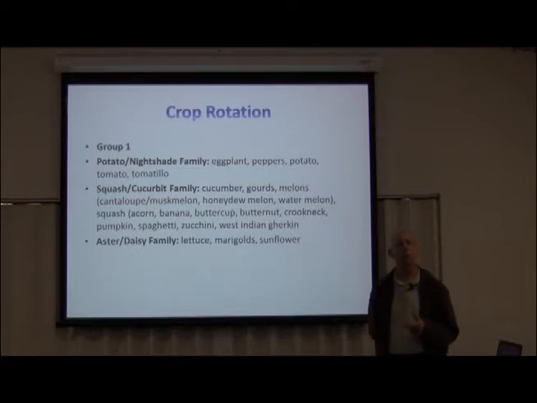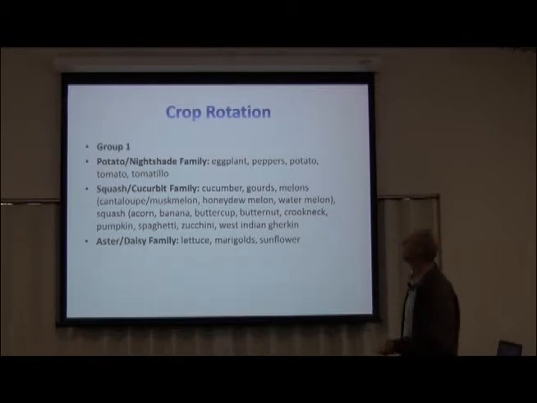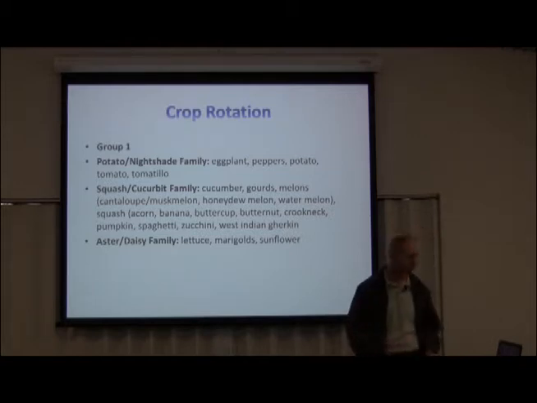What I'm going to do is put all the plant families that can exist together into 4 different groupings. So we see in group 1, the potato and nightshade family, which is eggplant, peppers, potato, and tomato. We see the squash or cucurbit family, and the aster and the daisy family. Those can be all grouped into group number 1.